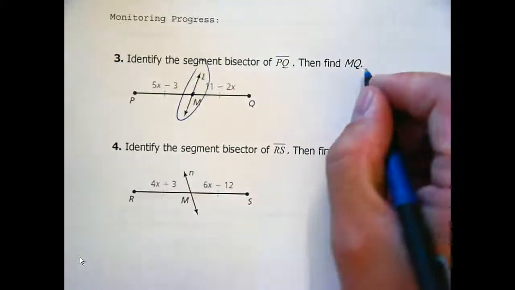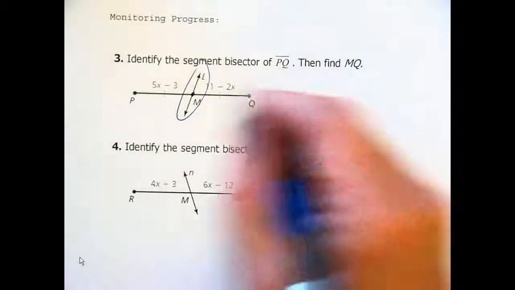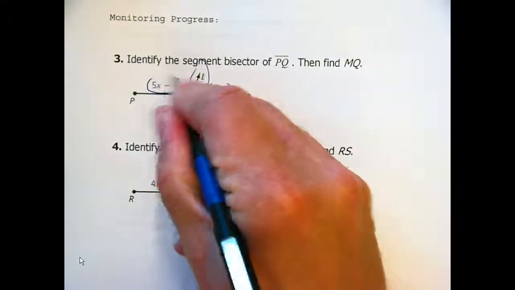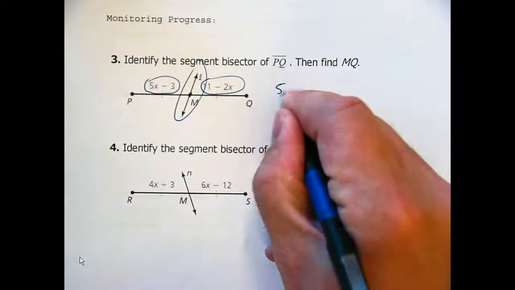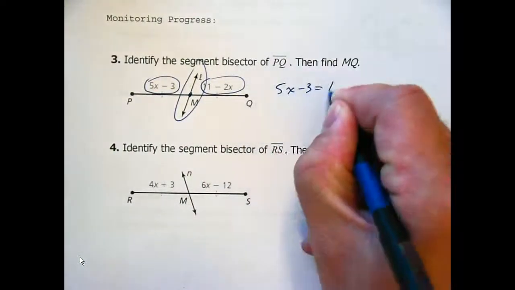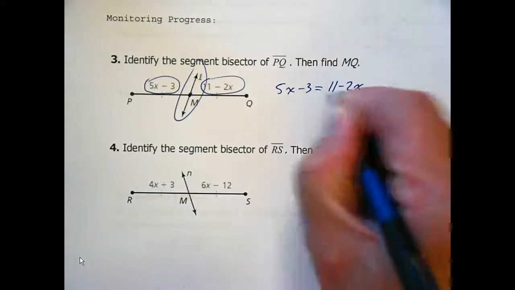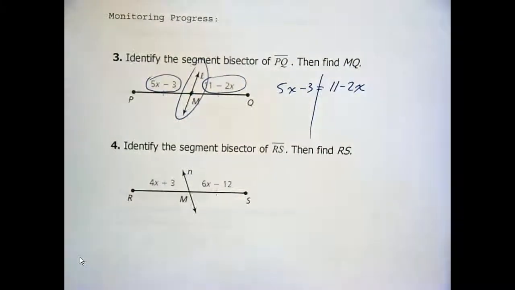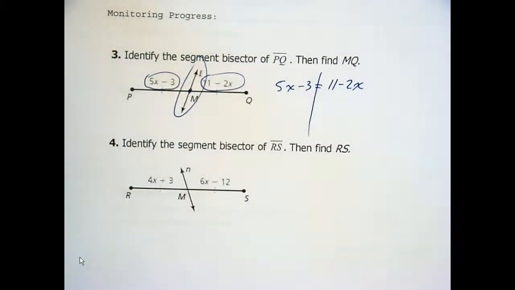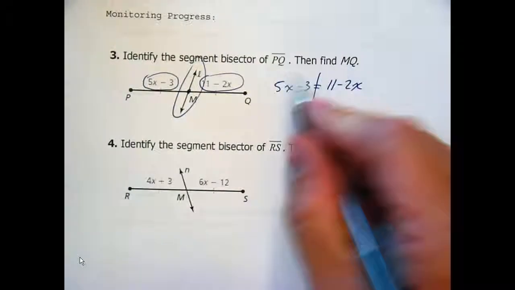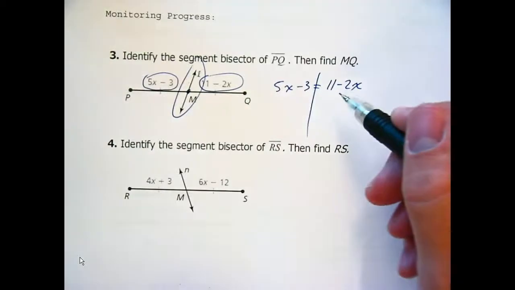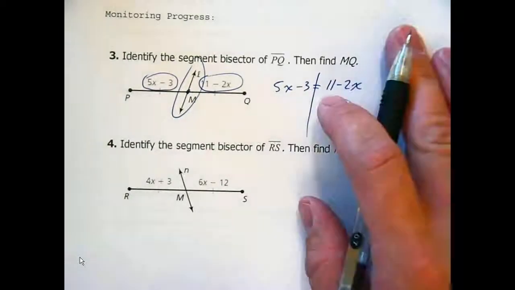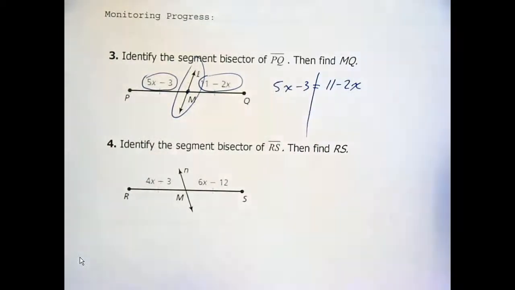If we want to find MQ, we're going to have to say, we know this is equal to that. We know 5x minus 3 equals 11 minus 2x. Now, one of the disturbing things I had this morning, as amazed and proud of you as I was about you guys coming in for help and the questions I got this weekend, many of you forgot how to solve basic equations. And I'm not just talking about one of you. I'm talking about 5 or 6 of you that asked me questions. I'm glad you asked me.